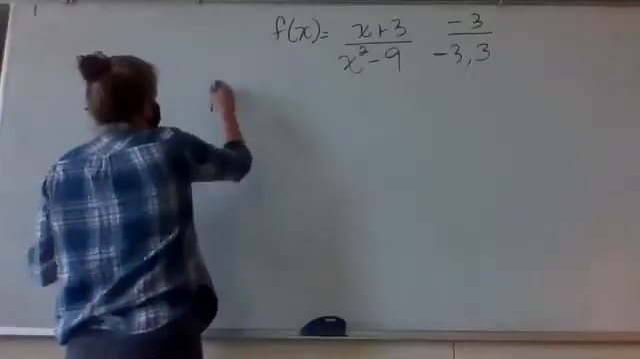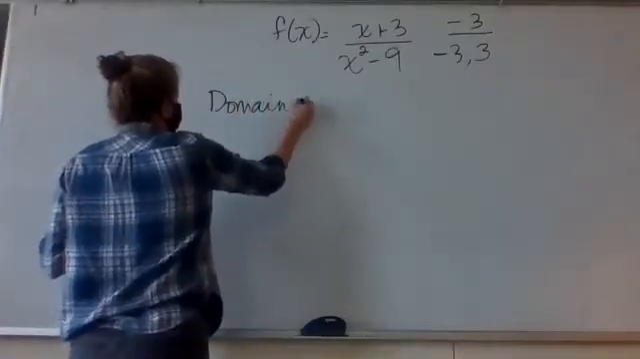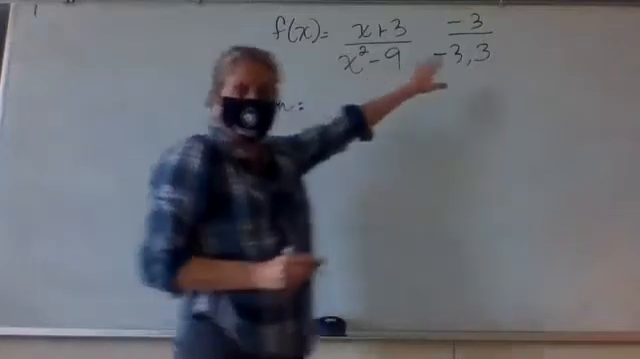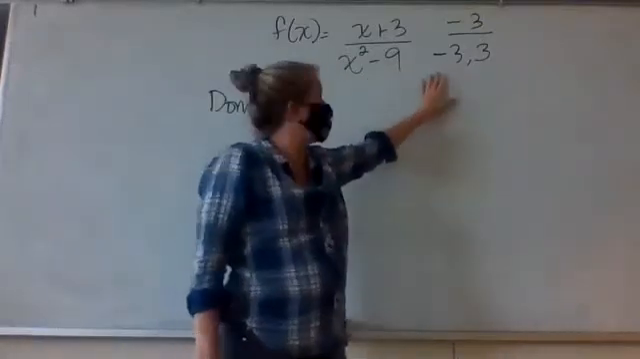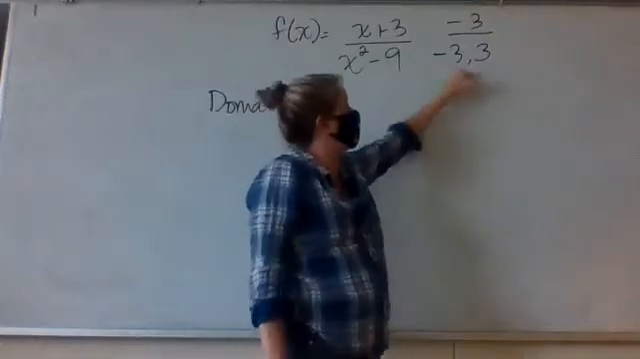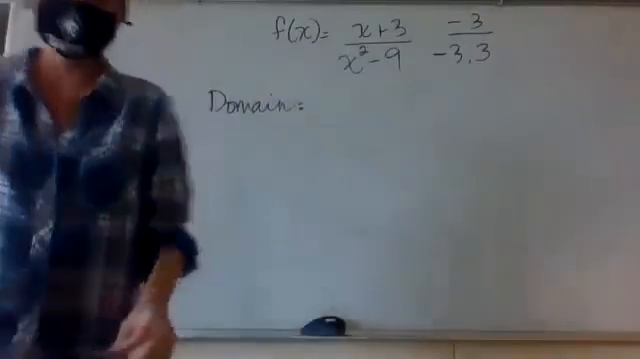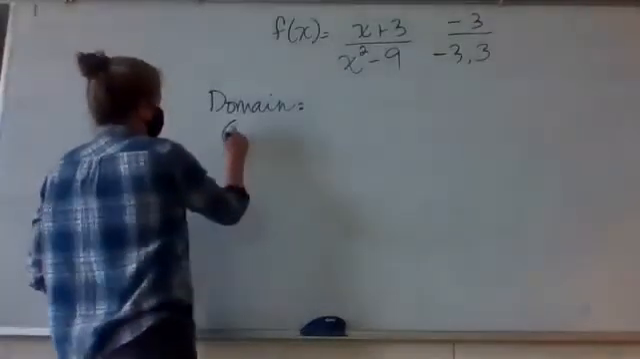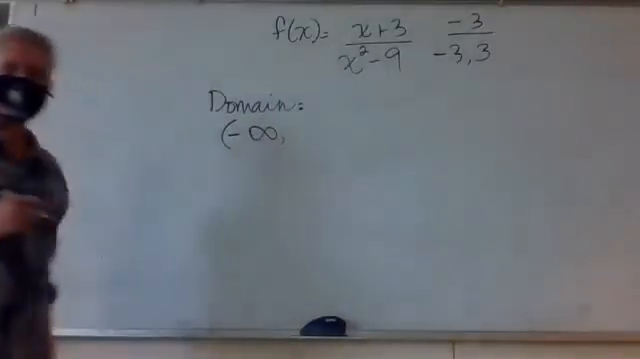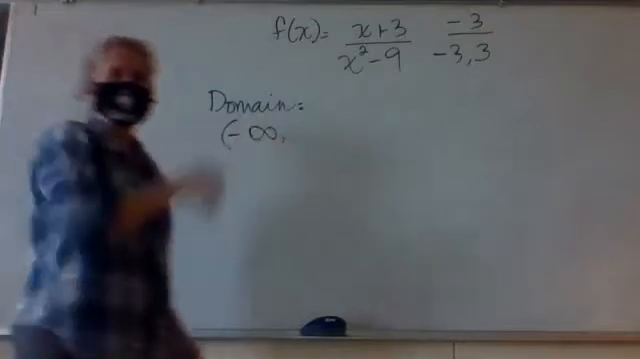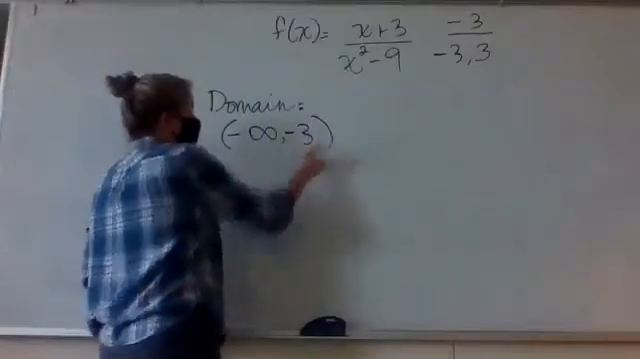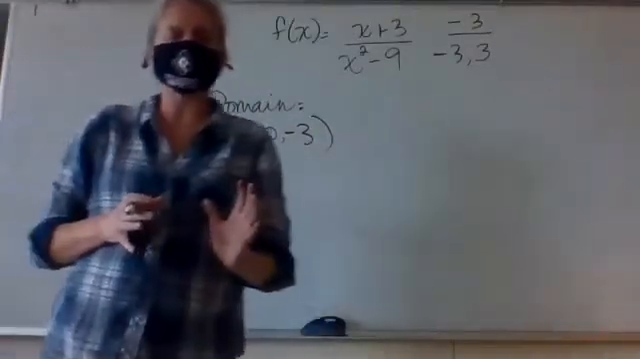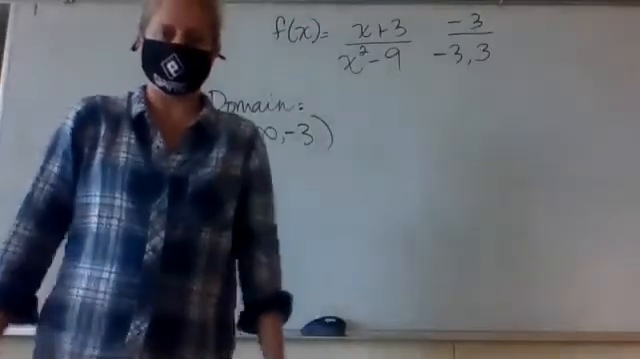First, it asks for the domain. Now that I have found the zeros, I just use them where I need to use them. The domain needs to include all the numbers on the number line except -3 and +3. So where does the domain start? -infinity. It travels up the number line. Who's it going to run into first? It'll run into -3 first. So -infinity to -3 takes into account all the numbers below -3.